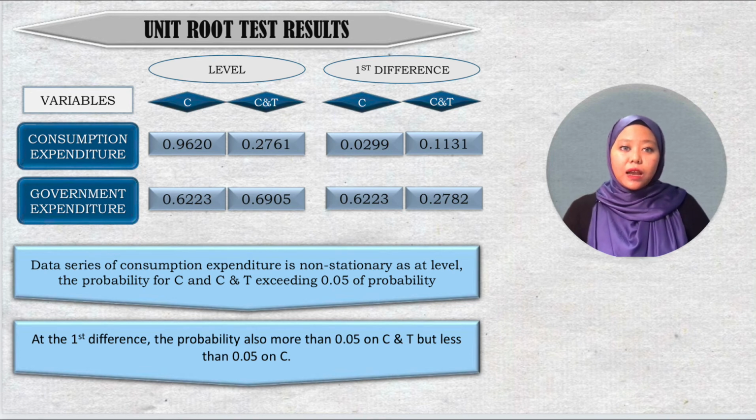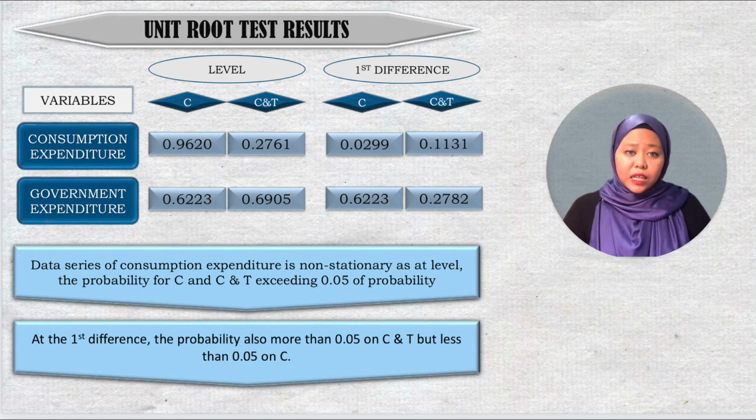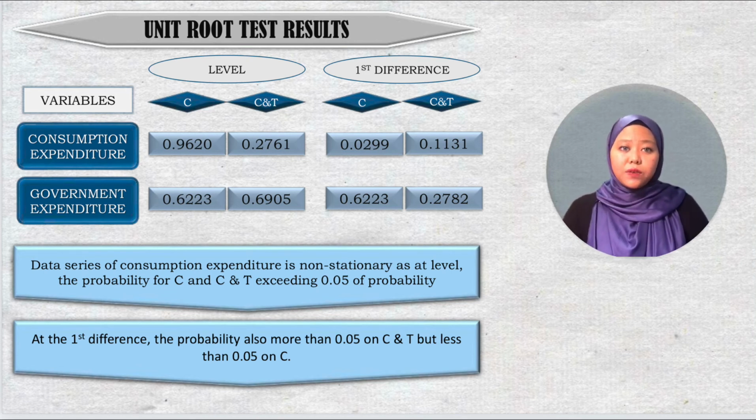As for the government expenditure, the data series is also non-stationary. At level and first difference, the probabilities all exceed 0.05, which gives a clear view that the whole data series is non-stationary as expected, and the null hypothesis of the study is accepted.